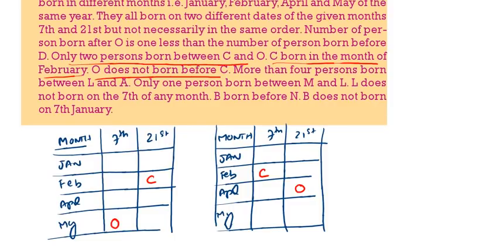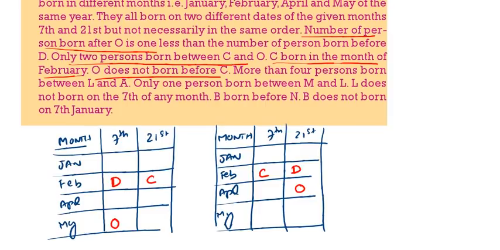Then see the next one. The number of persons born after O is 1 less than the number of persons born before D. Here after O there is only 1 person, so before D there should be 2 persons, and here we will get D. In the other case, after O there are 2 persons, that means before D there should be 3 persons, here we should get D.